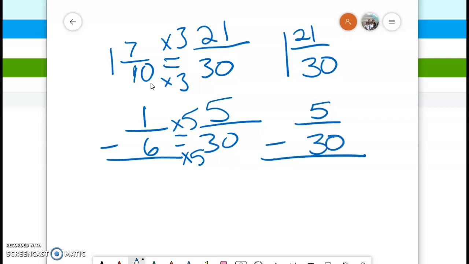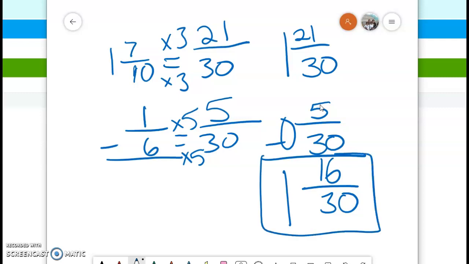And luckily, one might say, oh, I need to change this. You can, but you don't have to. You can just keep it like this. So we have 21 minus 5, which is 16. We keep our denominators the same, especially after we work so hard to get it. We keep it the same. And then 1 minus essentially 0 is 1. So you have 1 and 16/30ths.